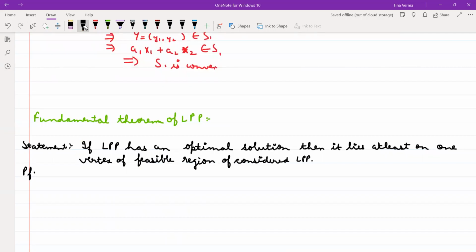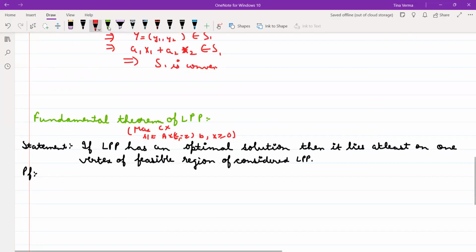The proof is for this. Before starting this theorem, I need to tell you we are doing it for the maximization case, right? That the LPP is like this: maximize Cx subject to Ax, where the constraints can be less than equal, equal or greater than equal, equal to B, and your x is greater than equal to 0. I'm doing it for maximization. The same I'll tell you for minimization. There is just one change in that.